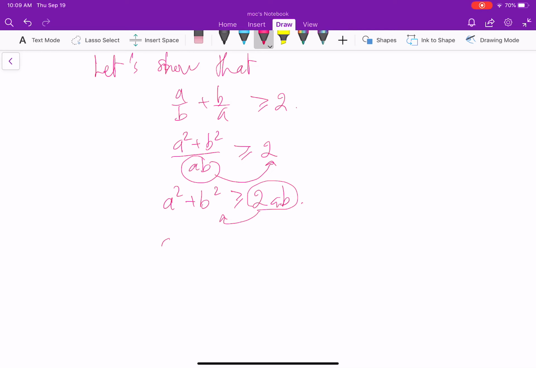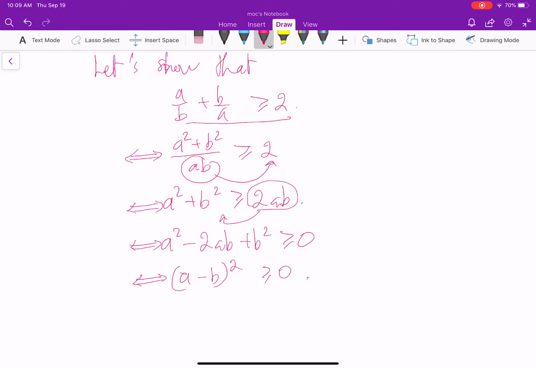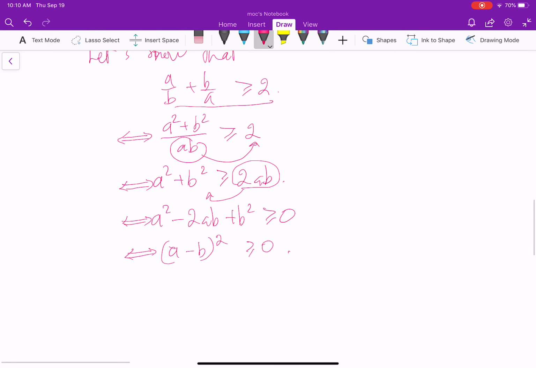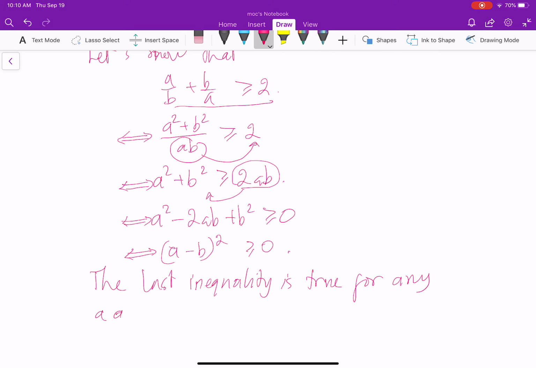So what we are doing here is showing that each statement is equivalent to the next, and the last one is a tautology. This inequality is true for any a and b.